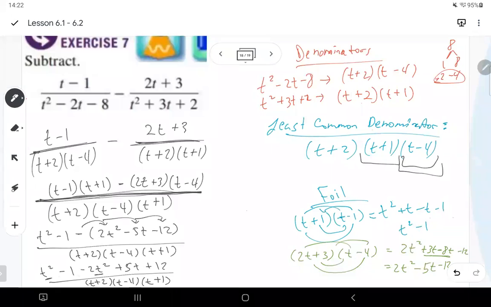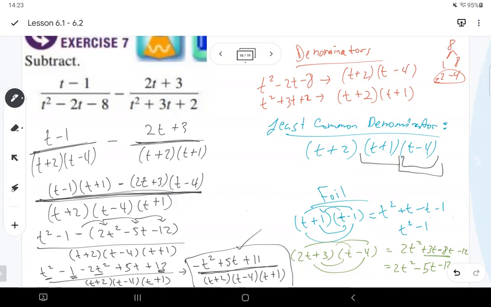We want to bring the t squareds and the minus 1 plus 12 together. So your answer is going to be minus t squared plus 5t plus 11 over t plus 2, t minus 4, t plus 1. The order of your trinomials on the bottom does not matter. They just all have to be there. And typically for the numerator, it's in descending order for the power of the variable.